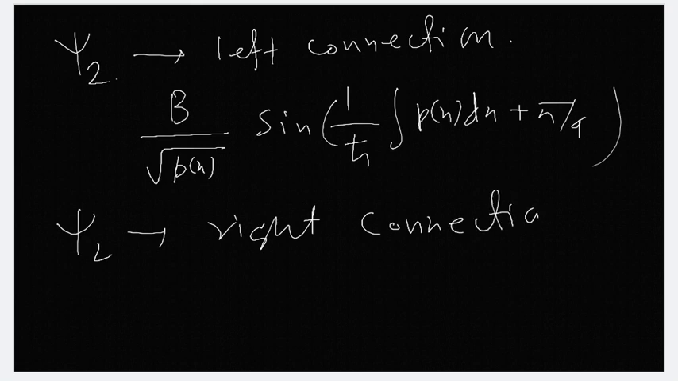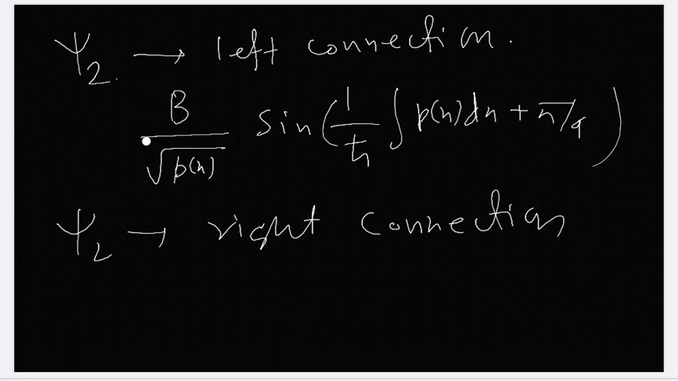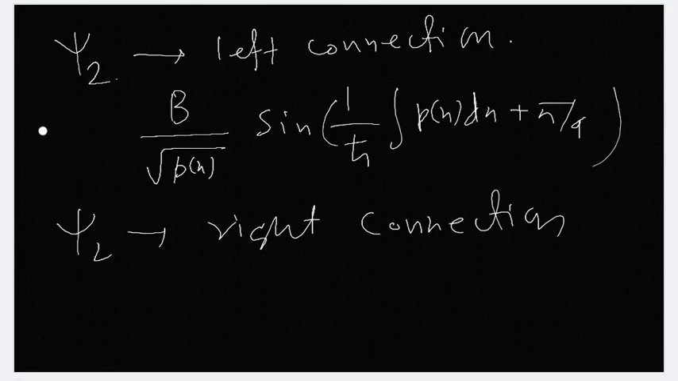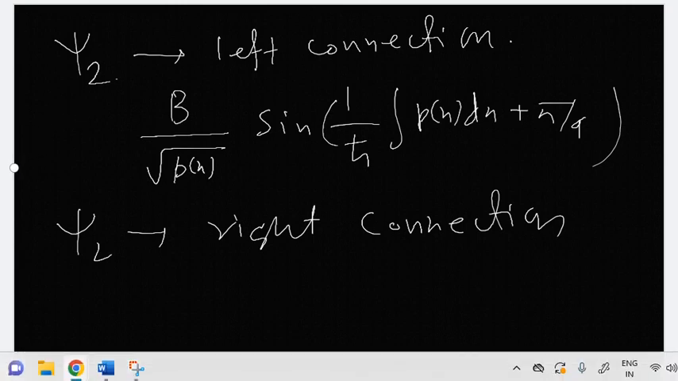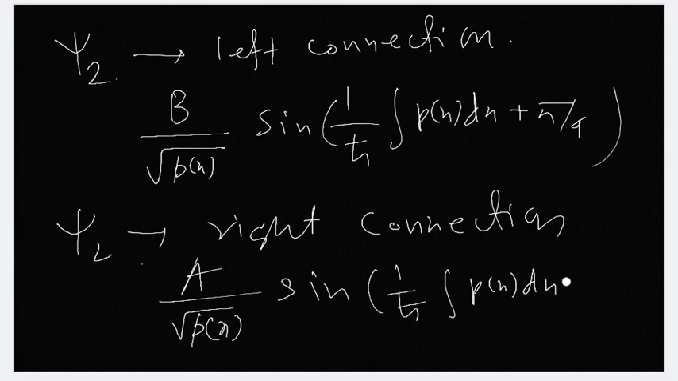Okay, can you relate this one? Psi2 from left connection, that means at the final, sorry, this was the new slide. In the previous slide, psi2 from the left connection was like that. That means connecting from psi1 to psi2. And psi2 from right connection, that means connection between psi2 and psi3, you would find a by root over px sine of 1 by h cut integration px dx plus pi by 4.